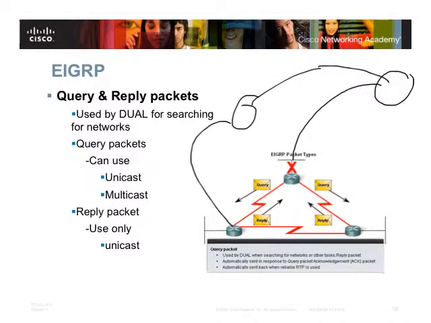And again, both of them are reliable messages, which means that there are two acknowledgements that are not shown in this figure. For the query, there is a reply. For the query, there is an acknowledgement, and for the reply, there is an acknowledgement. Any questions?